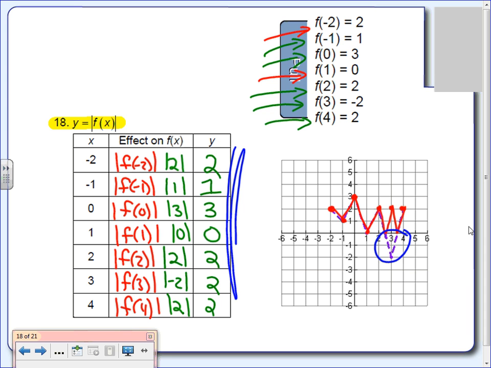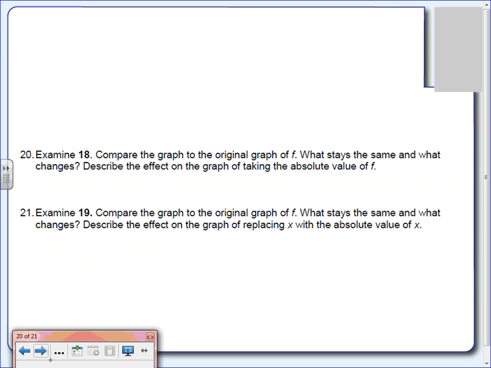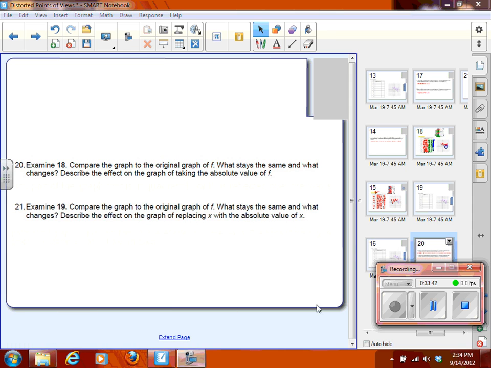All right, so you're going to do number 19 for me. You've got another absolute value, but this time it's inside the parentheses. And then you're going to go ahead and answer questions 20 and 21. So you're going to finish up the rest for me. If you want to work with a buddy, that's fine, but make sure you are working. This is going to be taken up before we leave here for a grade. Do not waste time. We all finish before we leave.